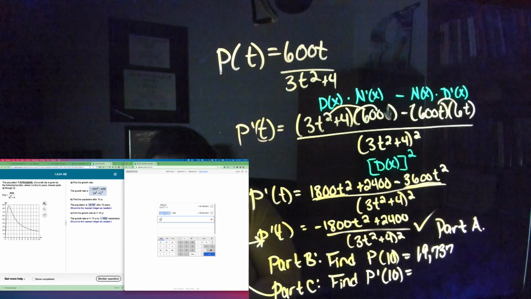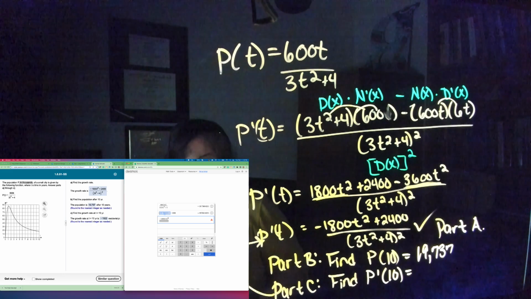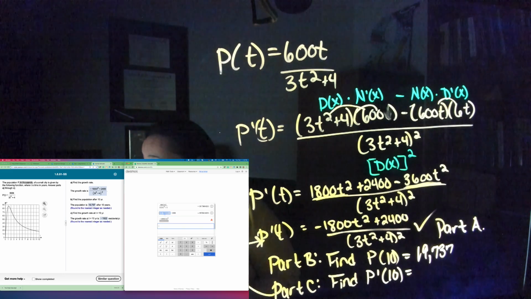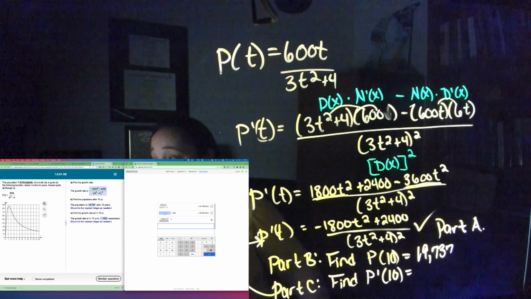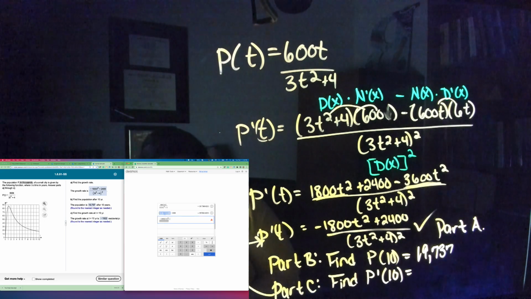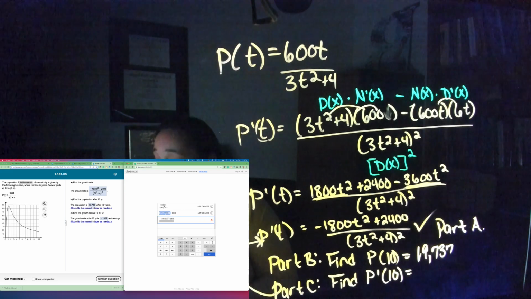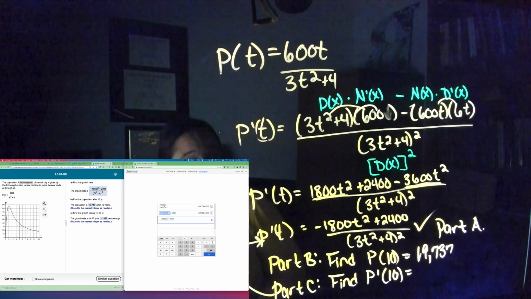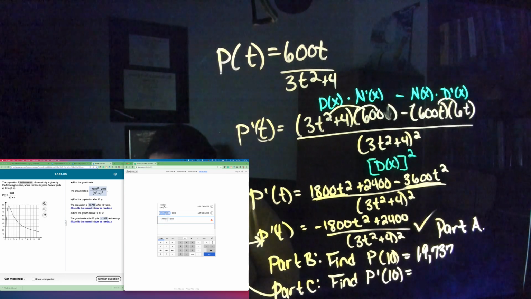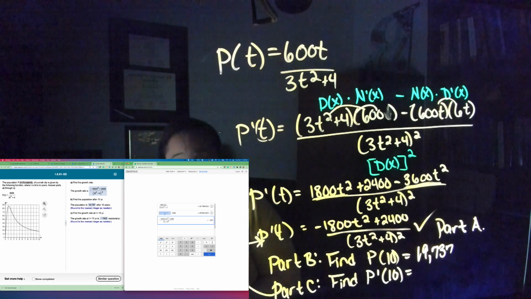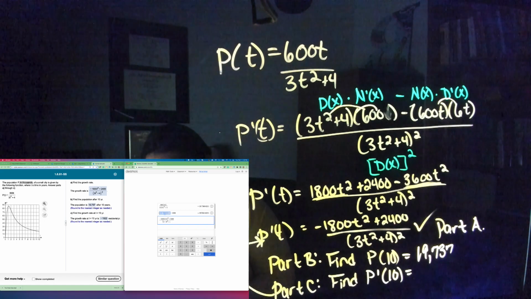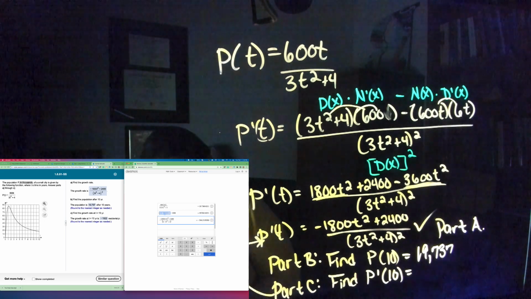So I have negative 1,800 times 10 squared plus, oops, let's go back. Told you guys, I knew I would make a mistake. It's very dark in here. Plus 2,400 divided by that denominator, which is 3 times 10 squared plus 4, all raised to the second power. And I'm going to hit enter.